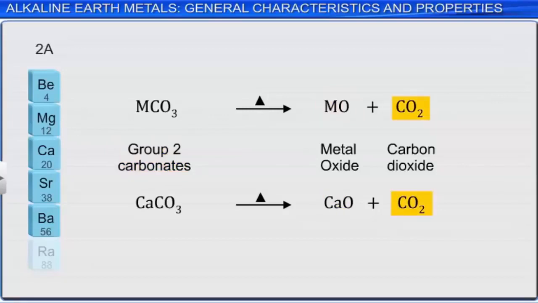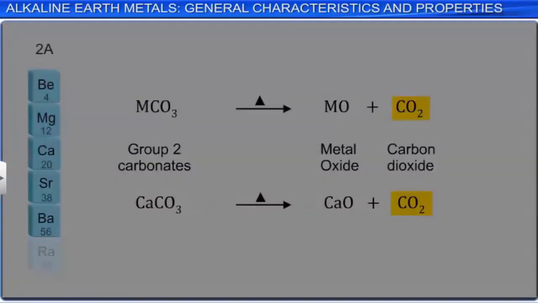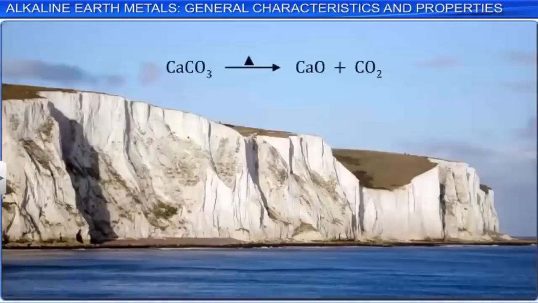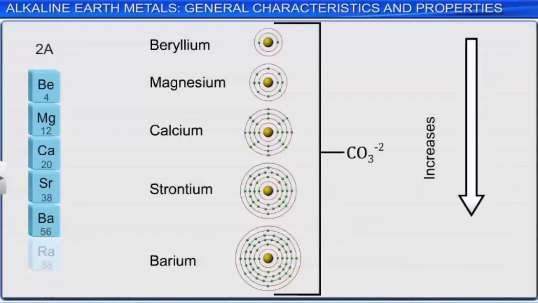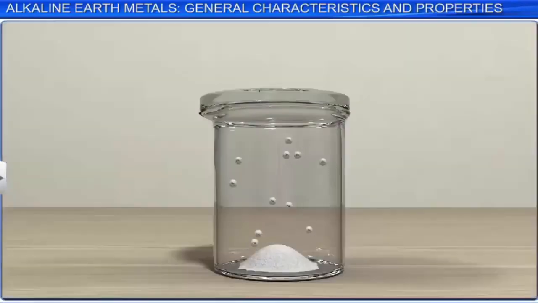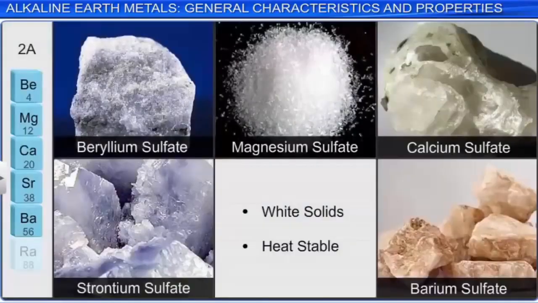The group 2 metal carbonates decompose upon heating to form the oxide and carbon dioxide, as shown for calcium carbonate here. The White Cliffs of Dover consist primarily of calcium carbonate. The thermal stability of calcium carbonate increases as the metal cation increases in size. Beryllium carbonate is unstable and must be kept in a carbon dioxide atmosphere.